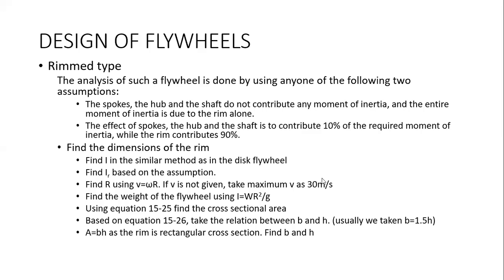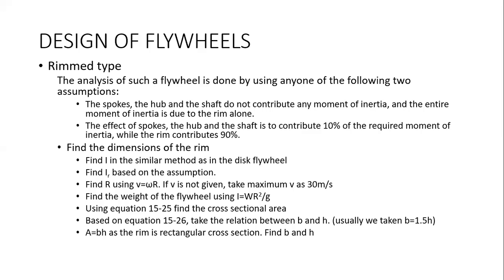So finding I, it is the same method that we were doing for the disc flywheel. What did we do for finding I? Using the energy. So that is the total mass moment of inertia required. Now we have to find the IR, where R means the rim part.